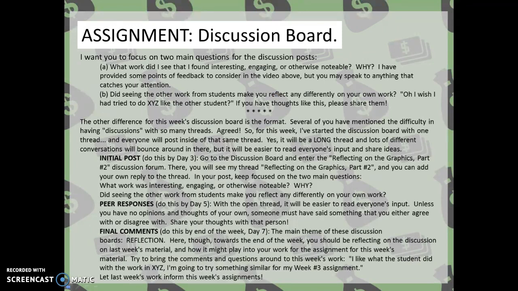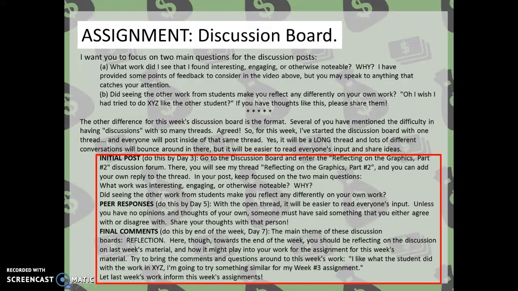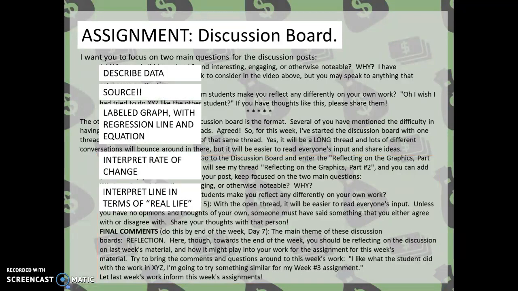So when you get to the discussion board for week number 3, like last time, we're going to reflect. However, I changed the format just a little bit. We're only going to have one thread because when you have a lot of threads, it's hard to have a conversation. It's like you have 10 different conversations. Let's make one conversation. And then down here, like before, I want you to reflect on the graphics and think about those points.